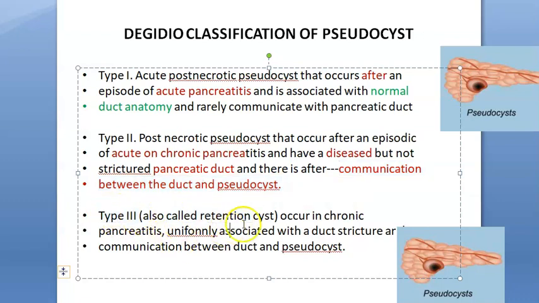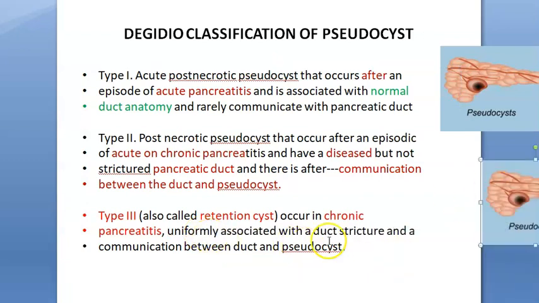This is also called a retention cyst. Retention cyst is the only thing that has a name. Type 3, they named only the third one, they didn't name the other two. It occurs in chronic pancreatitis. Again, this is chronic only. Uniformly associated with duct stricture.